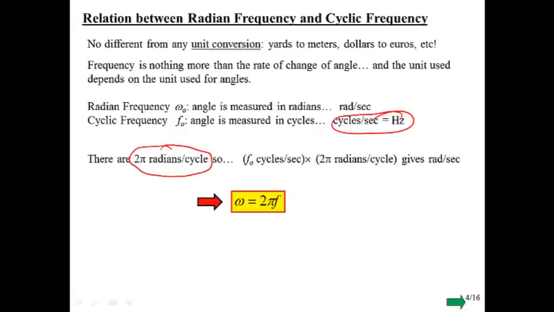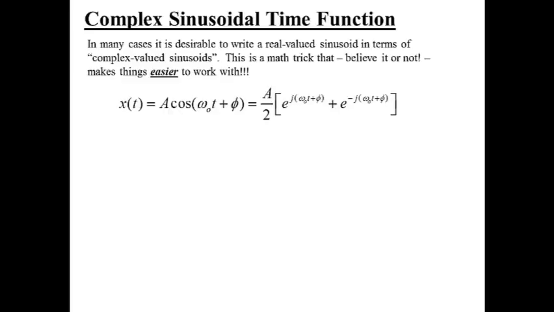If we use that, we find the conversion between omega and F. I've missed the subscripts here; we could put them there, but we don't need them. Either way, if you've got a frequency in hertz, you multiply it by 2 pi to get the corresponding frequency in radians per second. So that's all pretty straightforward.